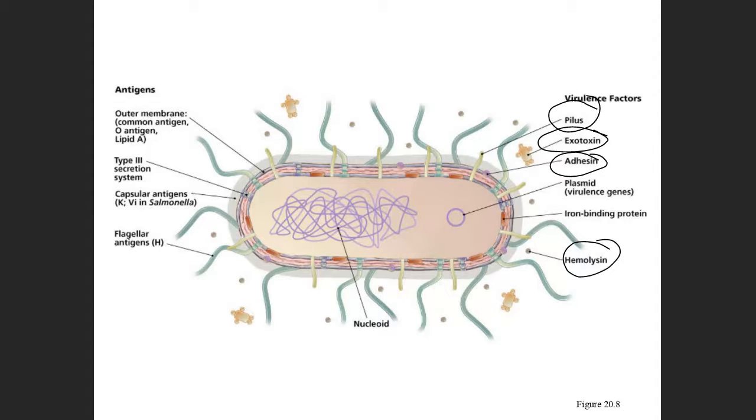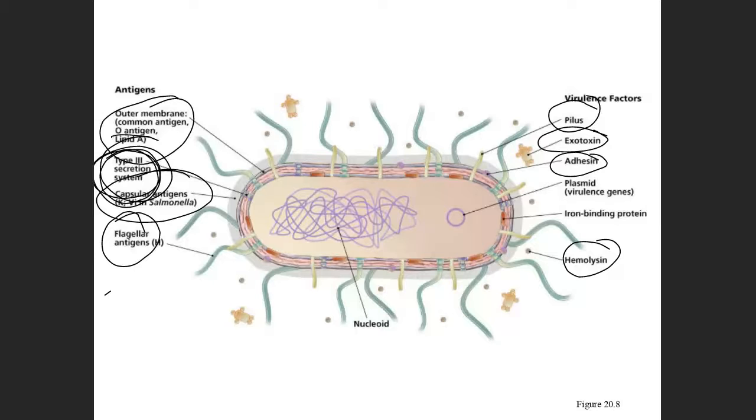Some have hemolysins. Some of them will have flagella. Capsules, many of them have capsules. Type 3 secretion systems, that's found in gram-negatives. These are the proteins that allow them to gain access to host cells, invade them, and also allow them to prevent phagosome-lysosome fusion during phagocytosis. And then other common antigens that stick out, like the O antigen. Obviously, everybody has the lipid A also.